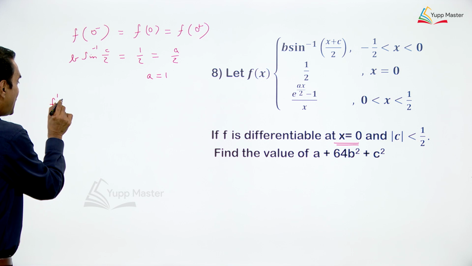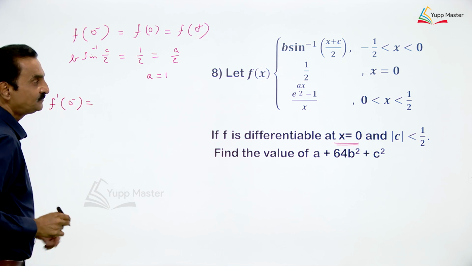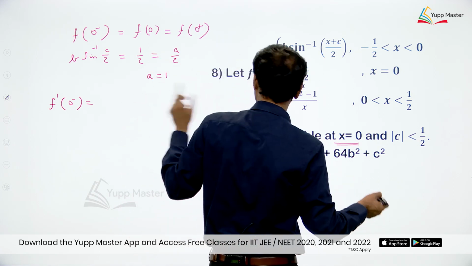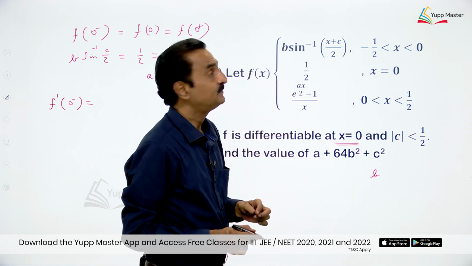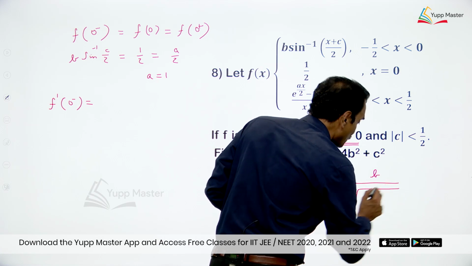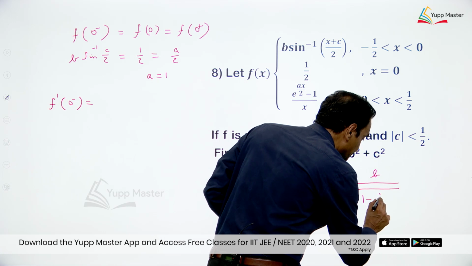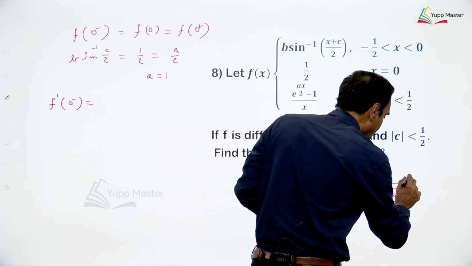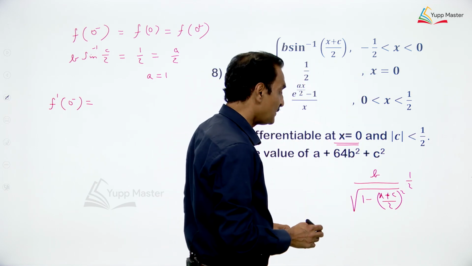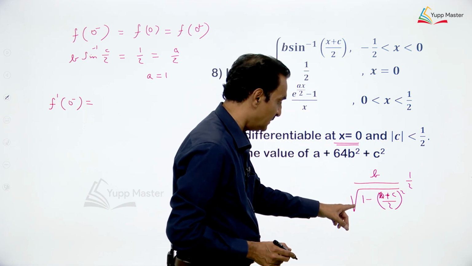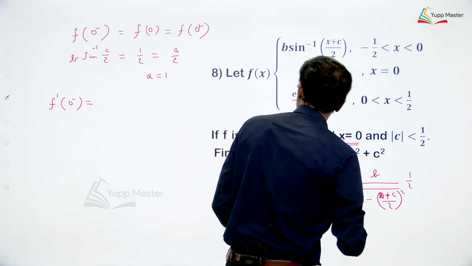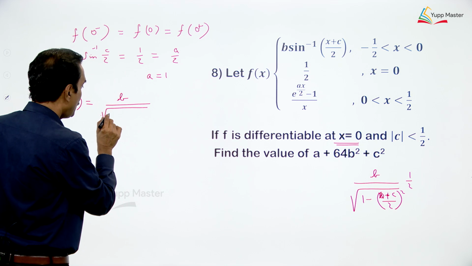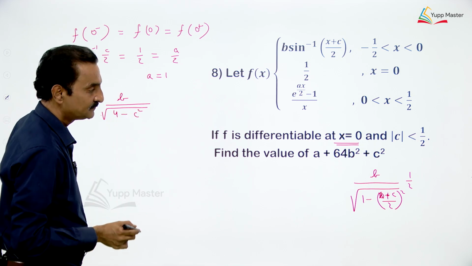Left hand derivative is f dash 0 minus. How to calculate? We will directly differentiate this and put x is equal to 0. I will calculate the derivative separately and substitute it there. Derivative of b sin inverse (x plus c by 2) is b by root over 1 minus (x plus c by 2) whole square into the derivative of (x plus c by 2), which is 1. Now, putting x is equal to 0, 2 cancels, we get b by root over 4 minus c square.